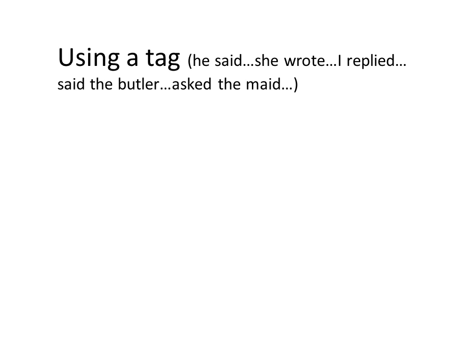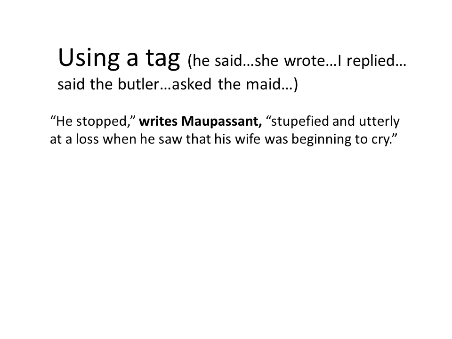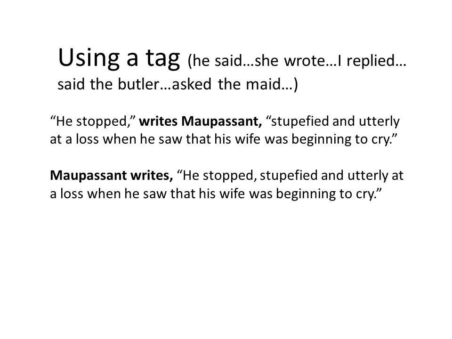Using a tag. A tag is just a little clause, a little sentence, with a subject and a verb. He said, she wrote, I replied, said the butler, asked the maid, whatever. If you're reading fiction and you run through a dialogue, most lines are going to have some kind of tag in it, and the tag can show up in different places in a sentence. For example, it can be in the middle of a sentence. It can break a sentence up. "He stopped," writes Maupassant, "stupefied and utterly at a loss when he saw that his wife was beginning to cry." Okay, the dialogue tag is in the middle.